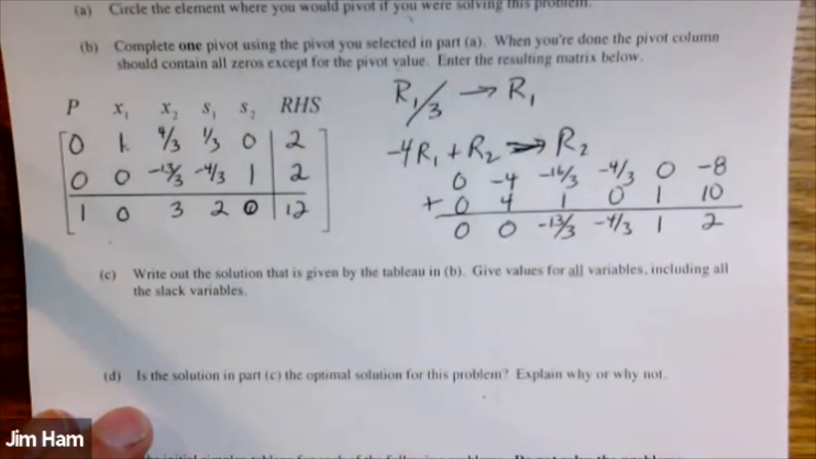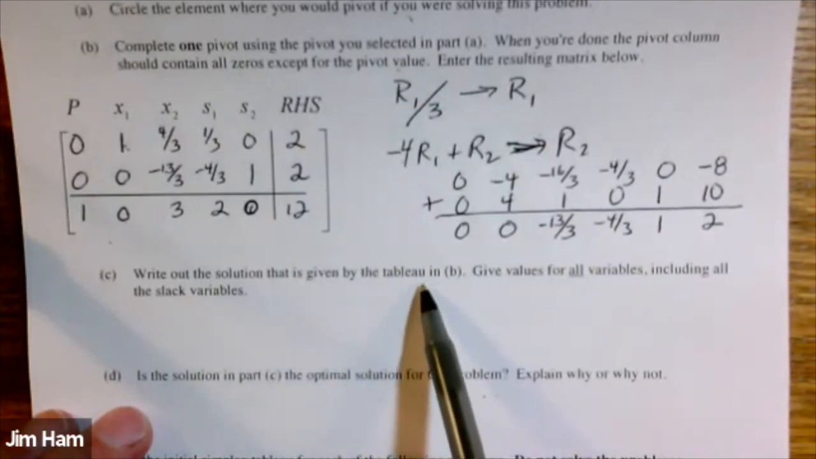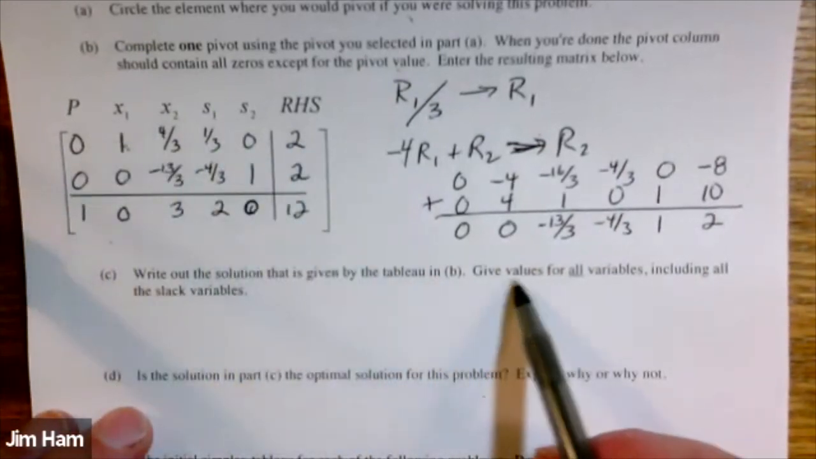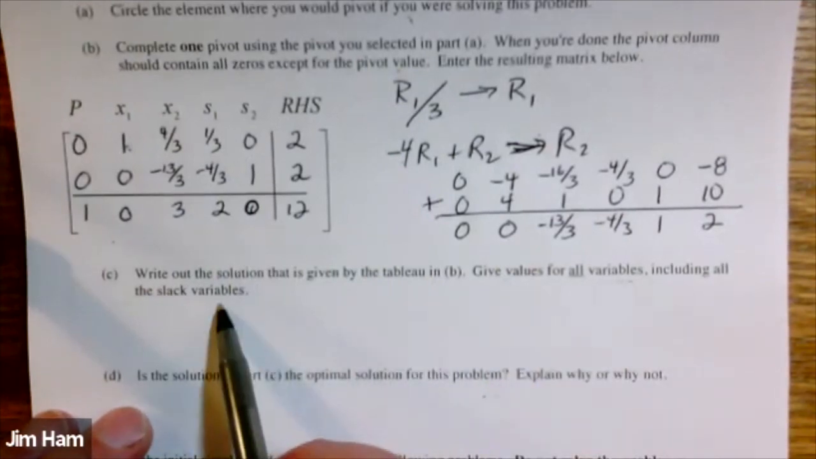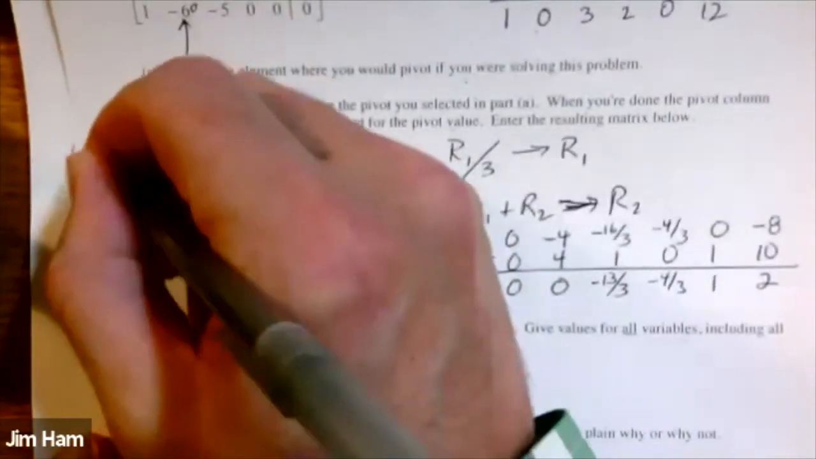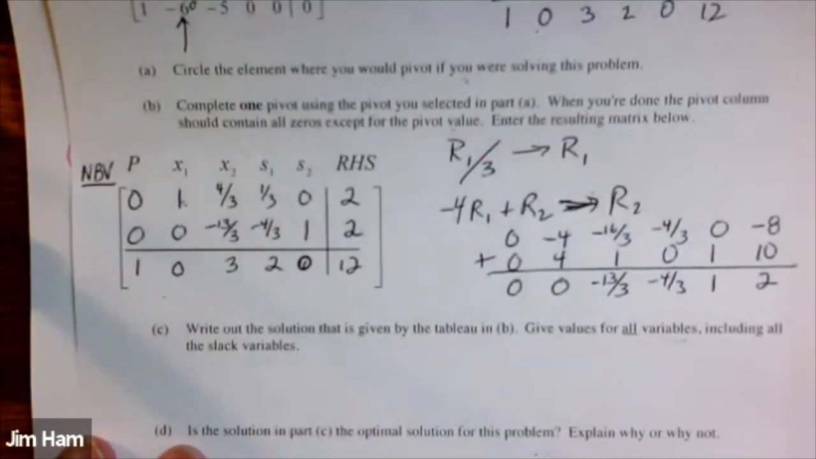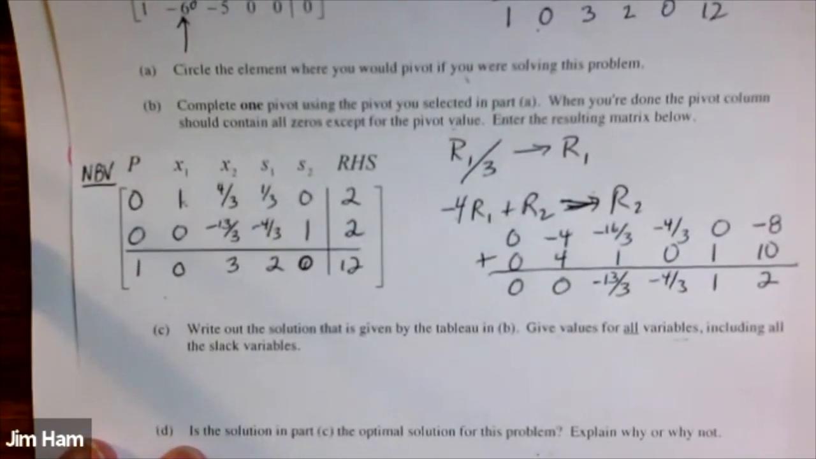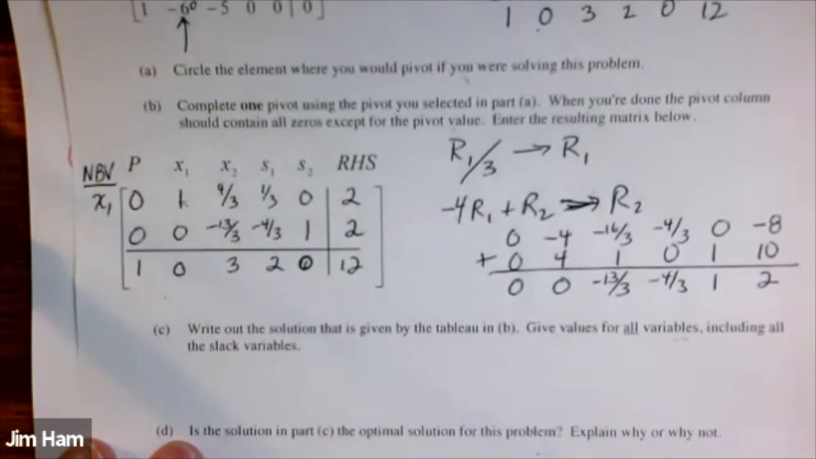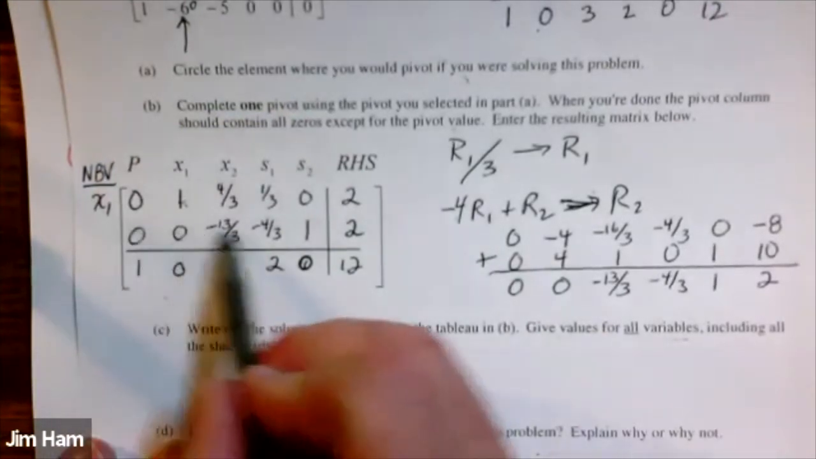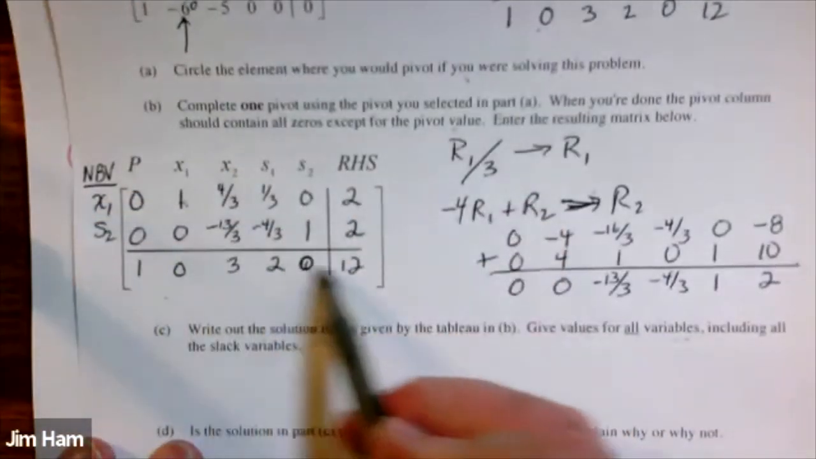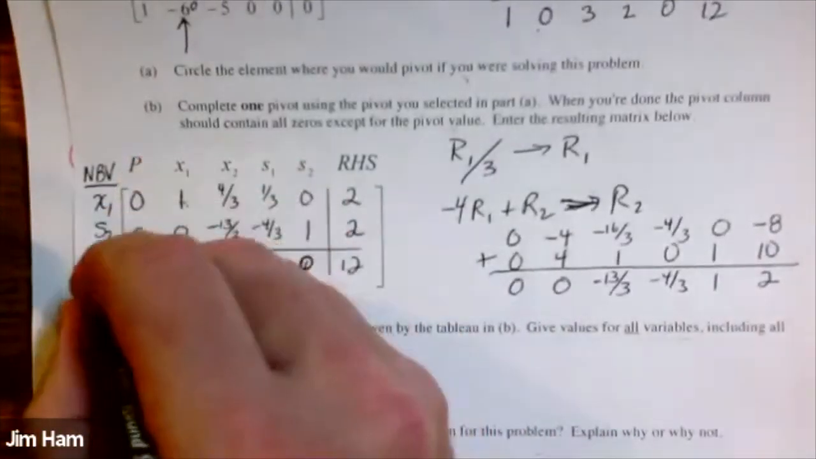So there it is. And then it says write out the solution given by the Tableau in part B. So what are the solutions? What is the solution here? It says give the value for all variables, including the slack variables. So to do that, we're going to identify the non-basic variables of each row, just like you did in the group work. You see the 1 here with all zeros. So now x1 is the non-basic variable of row 1. For row 2, it's s2. There's your 1, zeros everywhere else. And for row 3, there's your 1, zeros everywhere else, and that corresponds to p.